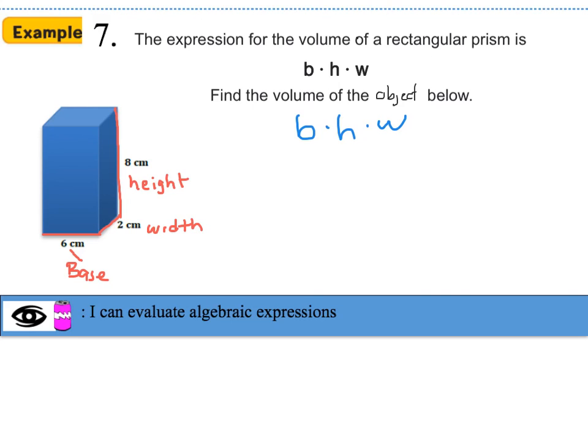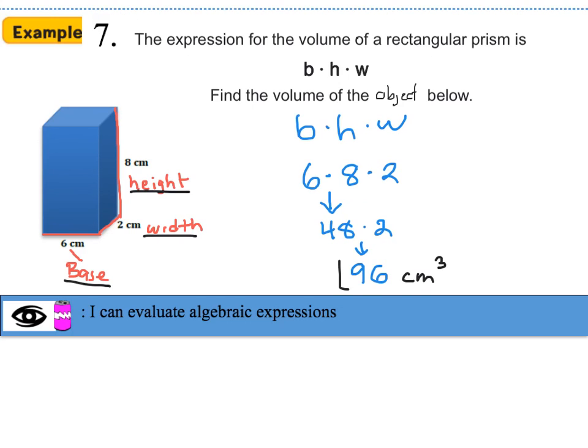I know that the base is worth 6 times the height, which is worth 8, times the width, which is worth 2. Now, since I have these numbers, I can just go ahead and multiply them. 6 times 8 gets me 48. Drop down the times sign and the 2, and multiplying 48 times 2 gets me 96. So because this is volume, volume has three dimensions. Remember, it has the base, the width, and the height. That's three dimensions. So because it has three dimensions, I have to write centimeters to the third power. And that's the answer for this problem.